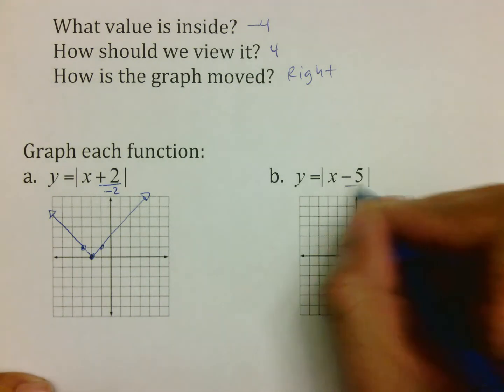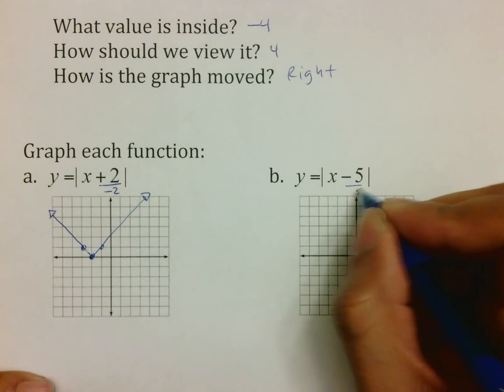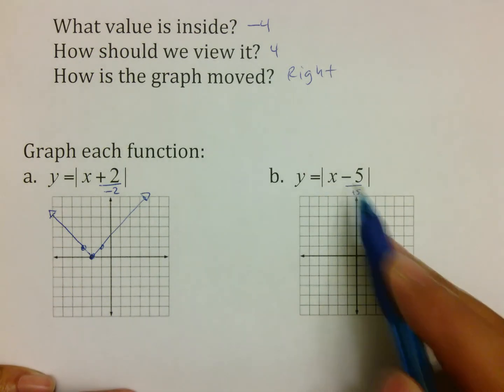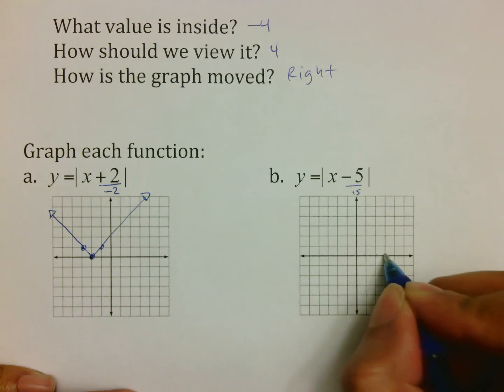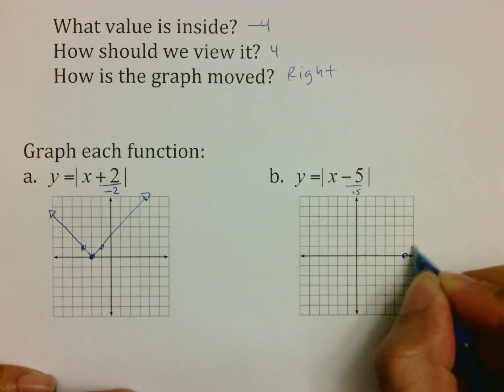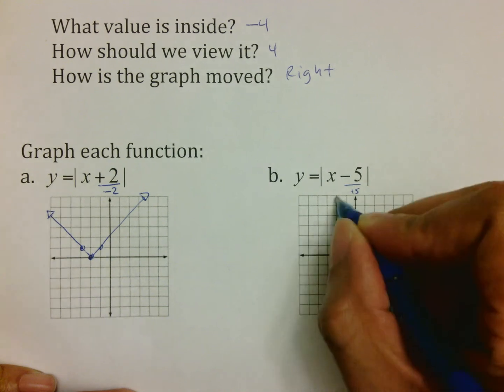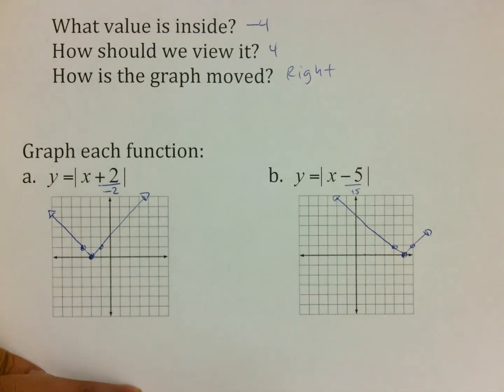So looking at graph B, x minus 5, again it's a negative 5, so I want to view it as a positive 5, and because it's on the inside, that is a left-right number. Positive 5 would be 5 to the right. And again, over 1, up 1, back 1, up 1, and draw your V shape from there. That is all today is about.